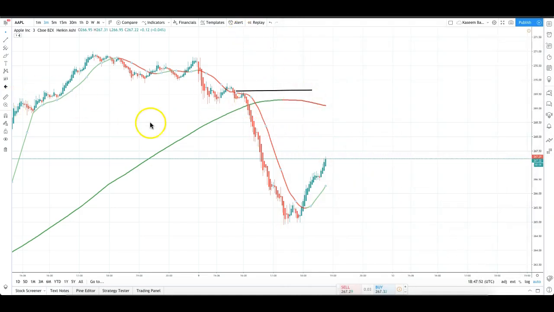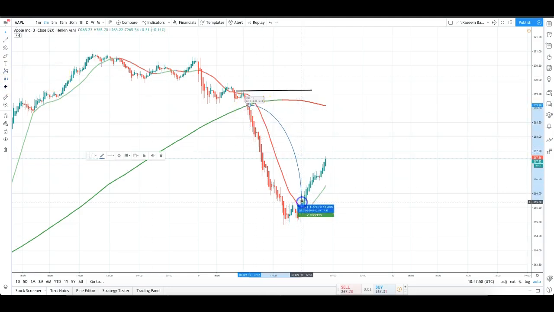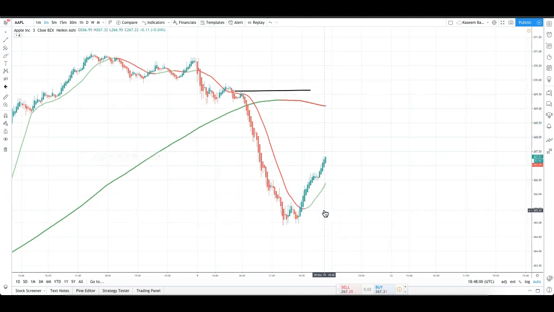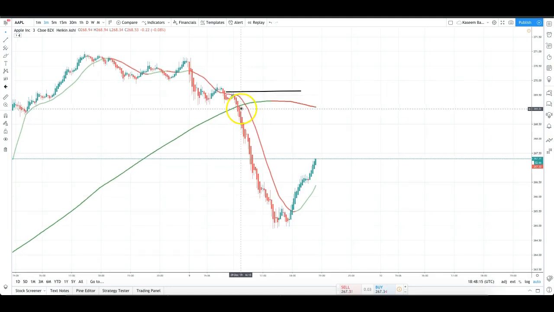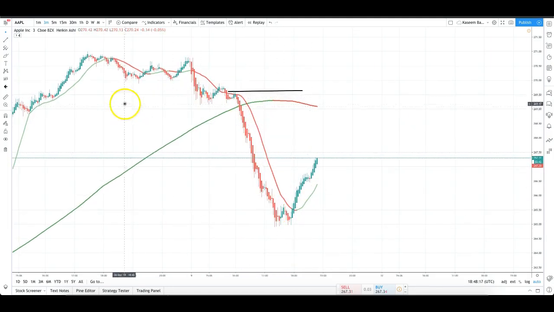And as you can see, it was a very clean trade from here all the way to here. It was a very clean trade. This is what you call a short, right? When you're placing the position that the market is going to go down, you place a trade that the market is going down, and you enjoy the trade.